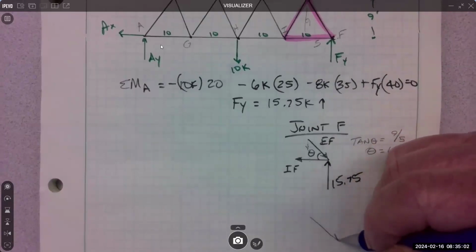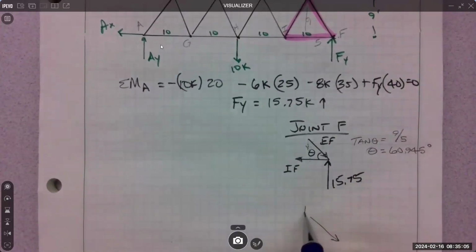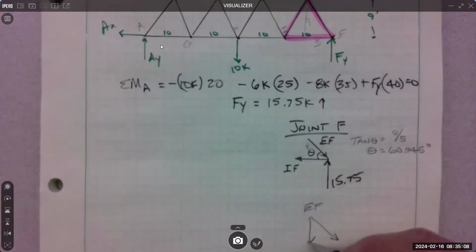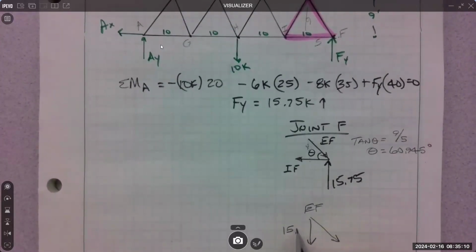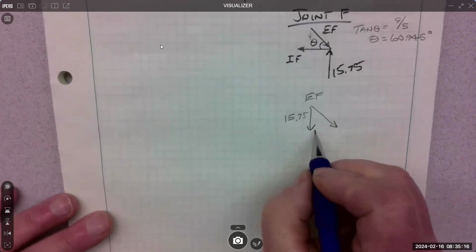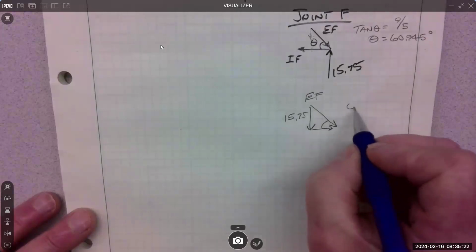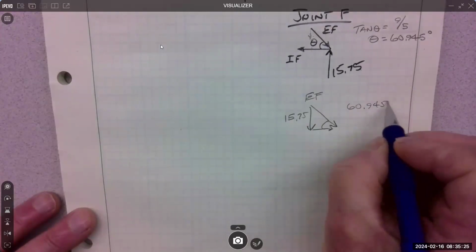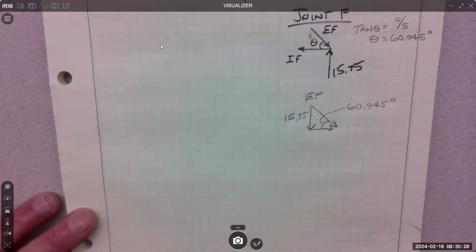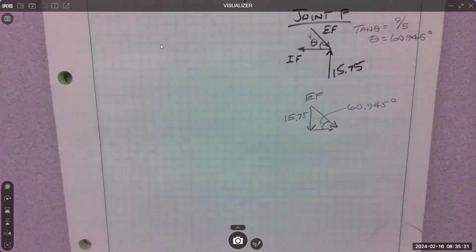Again, I'll pull EF out. I'll put in its down component of 15.75. Its X component, which is unknown, but we do know theta is 60.945 degrees. Just flipping right triangle after right triangle after right triangle, which is good. That's all good.